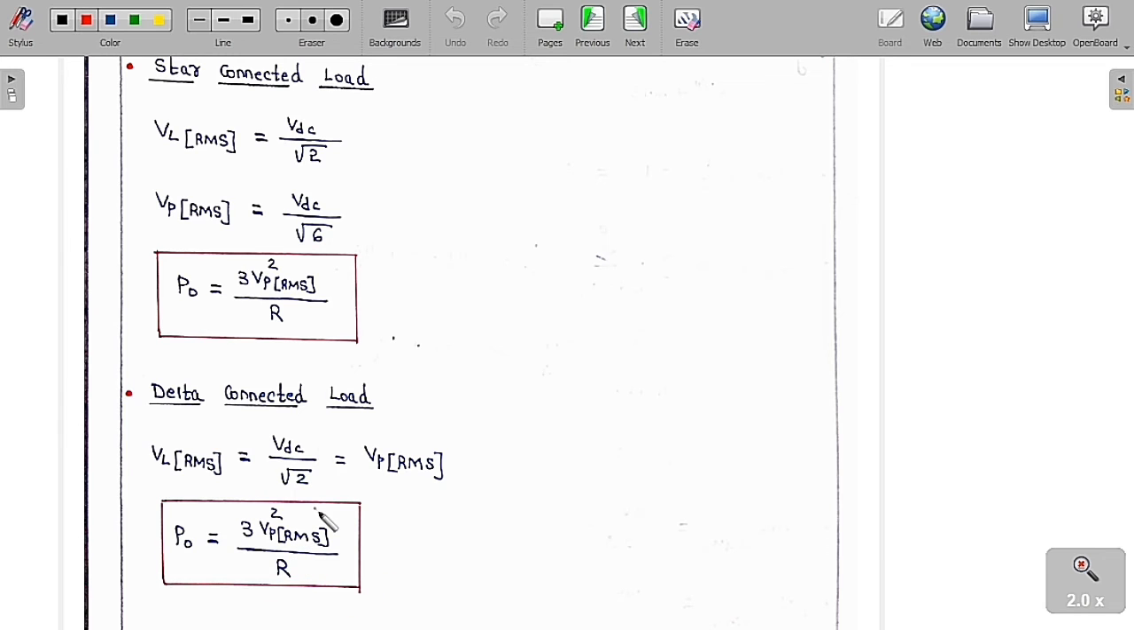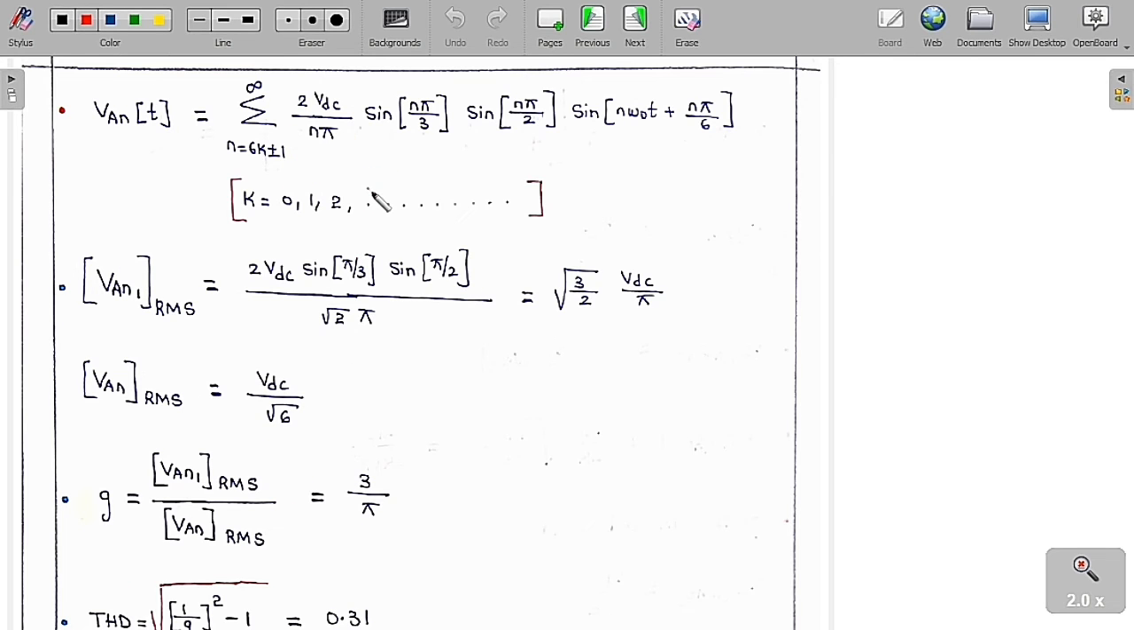So in 120 degree mode of operation, the line voltage RMS is equal to under root 2 by 3 into VDC. Whereas here, in 180 degree mode of operation, the line voltage RMS is equal to VDC by root 2. This is the only thing that you need to remember, and remembering everything becomes very easy. As I have already told you, in 180 degree mode of operation, the phase voltages are a quasi-square waveform, whereas the line voltage is a step waveform.